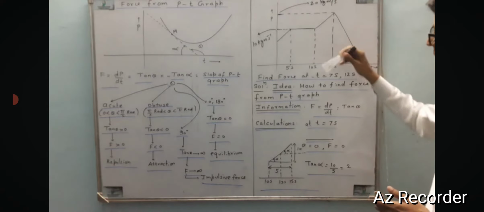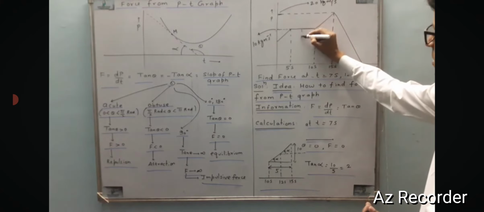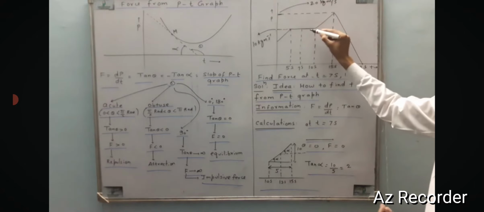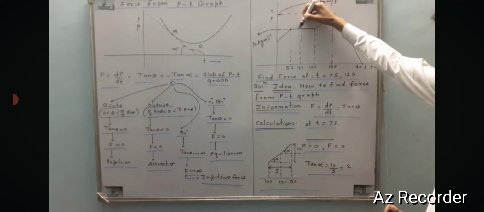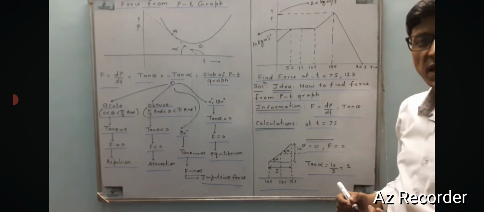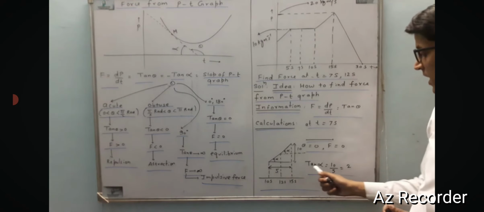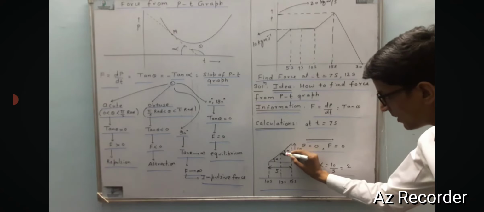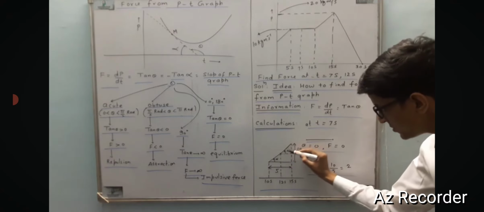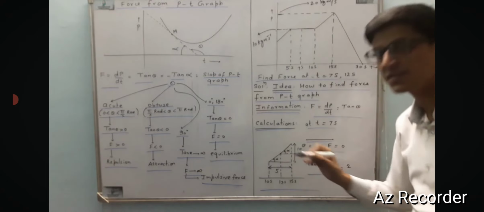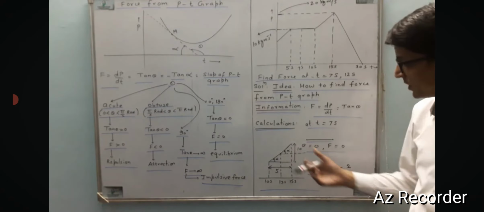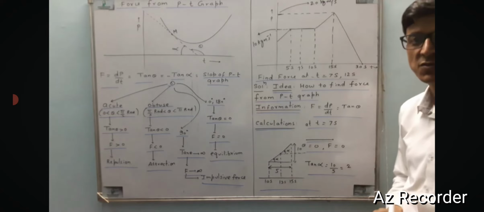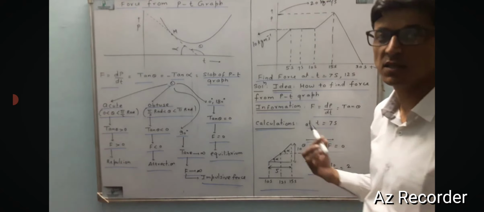So at t equal to 7 seconds, it's over here. Force will be 0 because the tangent is parallel to the t axis, so the angle is 0, so force will be 0. And at t equal to 12 seconds, let this angle be alpha, so this angle will also be alpha. So at t equal to 12 seconds, the tangent is making an angle alpha with the t axis. So we need to find tan alpha. From this triangle, tan alpha will be 10 by 5, which is 2. So in this way you can find the value of force.